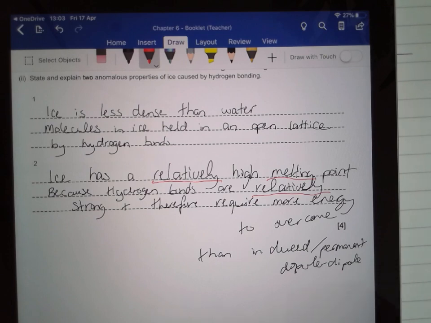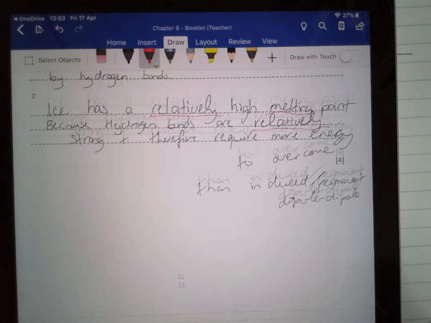interactions. Okay, but make sure you're practicing a good exam technique on that question. It comes up all the time. There's no reason it should have been so poorly answered.